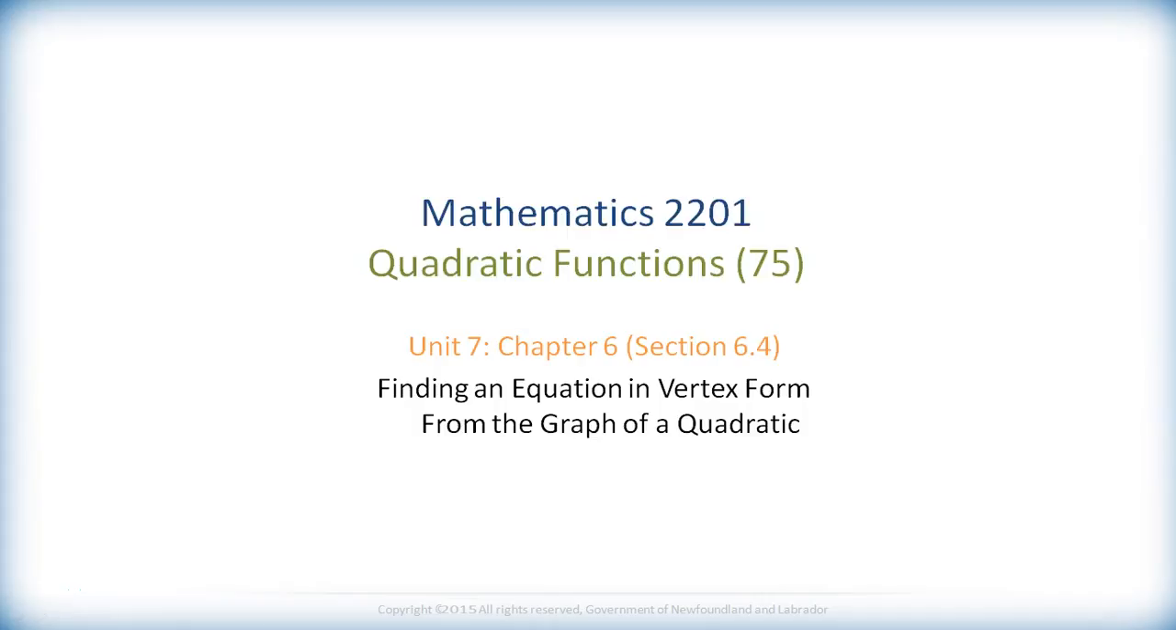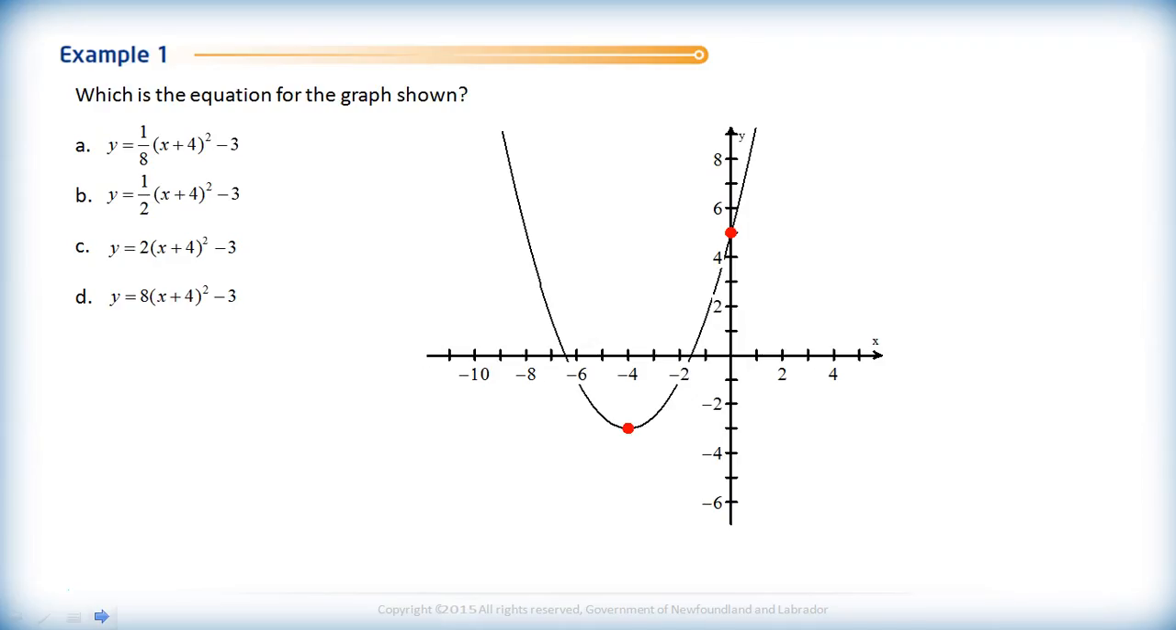Alrighty folks, some practice questions now with finding an equation in vertex form from the graph of a quadratic, or from a parabola. Let's get down to business. Which is the equation for the graph shown? Okay, so we're getting an equation in vertex form, I guess. All of these are given in vertex form.